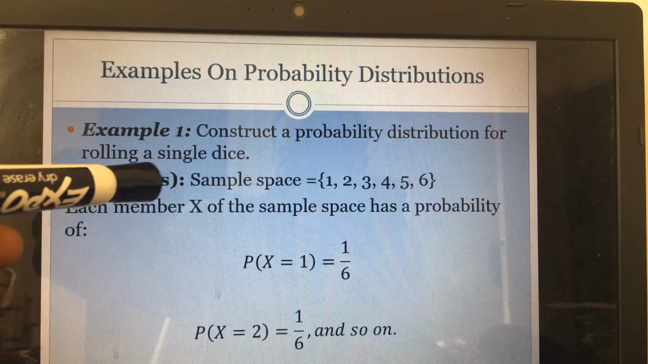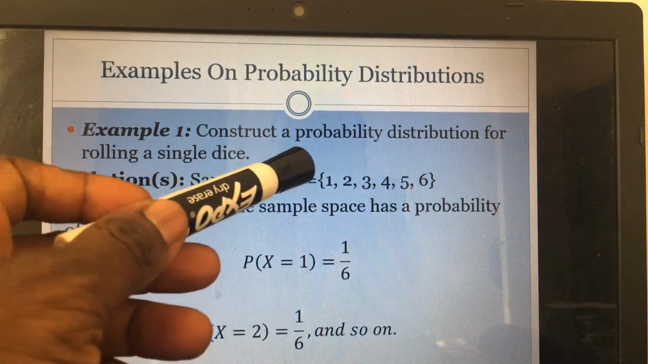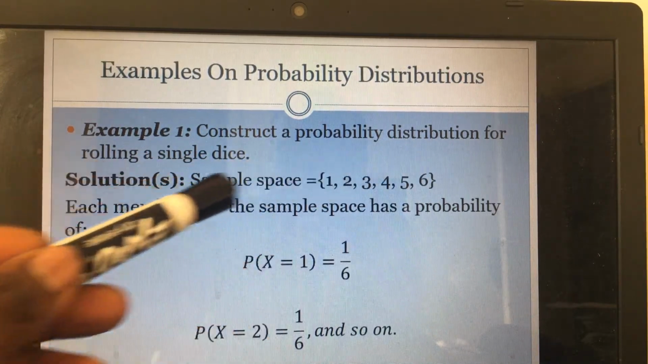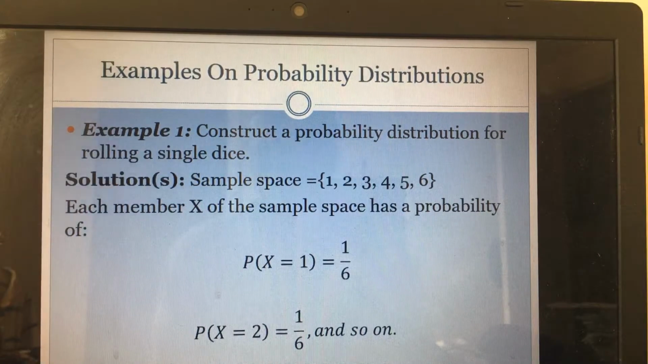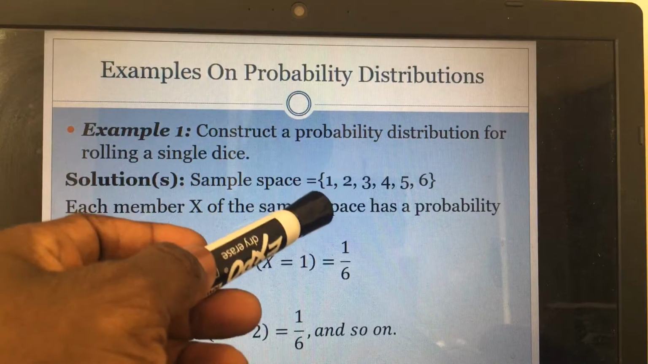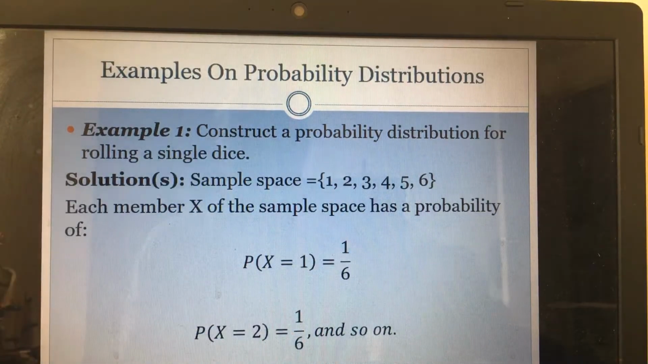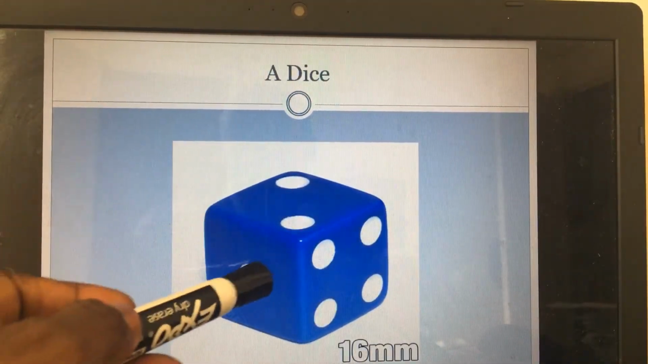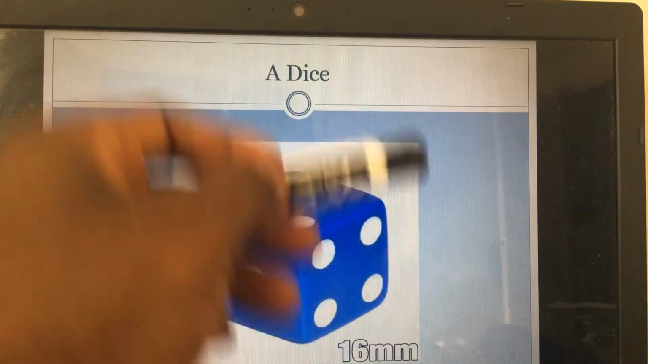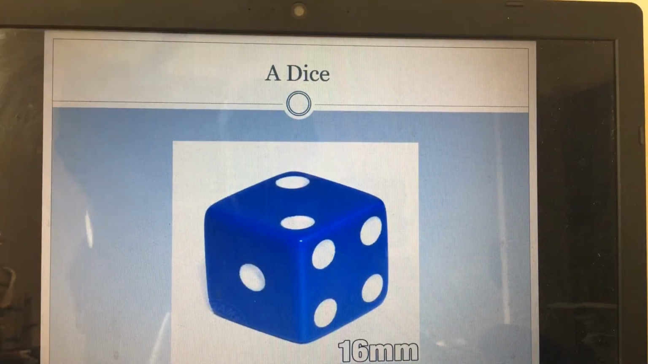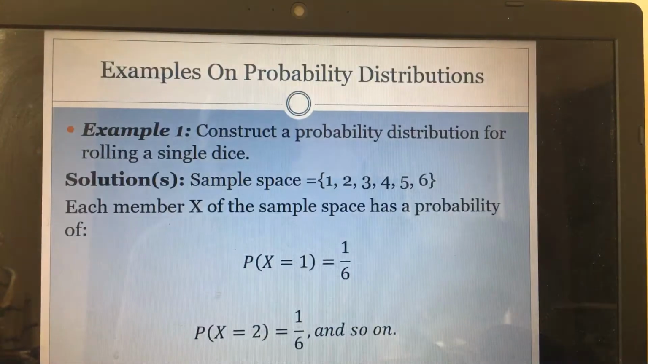Now let us do some examples on the concept of probability distributions. Let's try this. Construct a probability distribution for rolling a single dice. So for a single dice, the sample space is 1 to 6. I've already shown you a dice here. You can see right there, 1, 2, 4. On the other side, you have 3, 5, 6. Okay. So for each outcome, it has 6 possibilities.